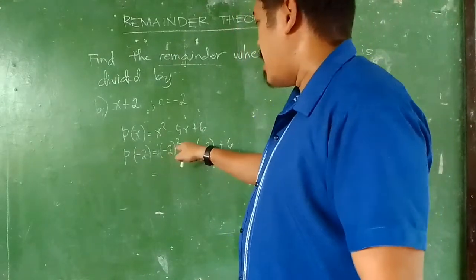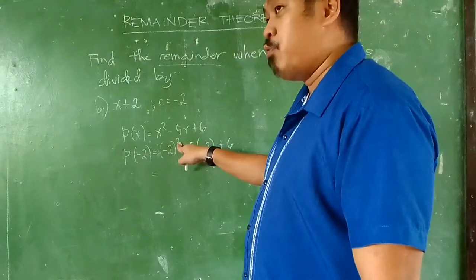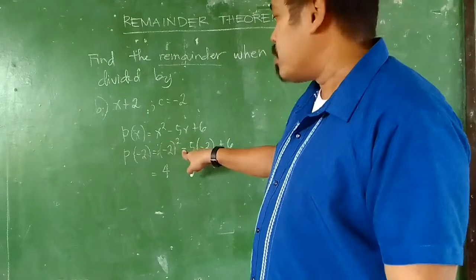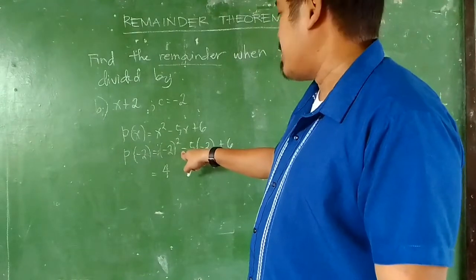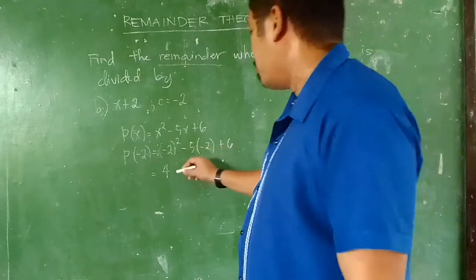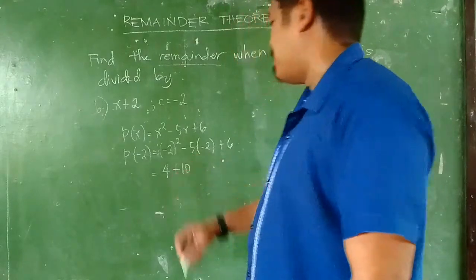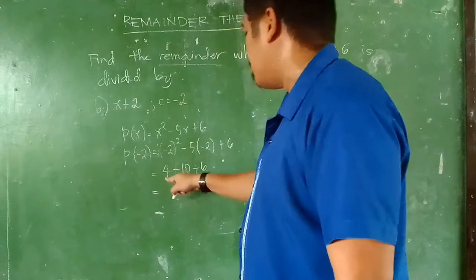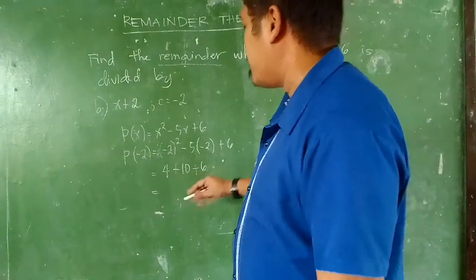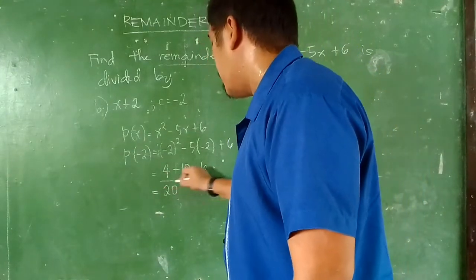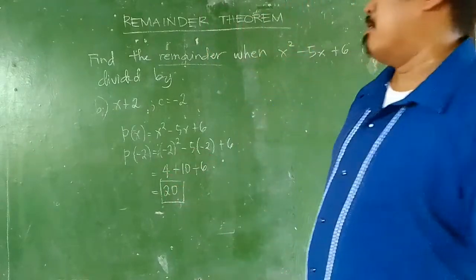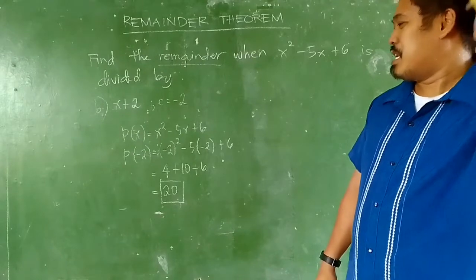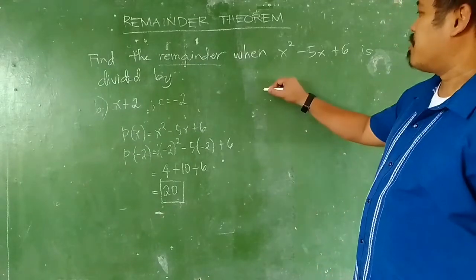Then, negative 2 quantity squared would be equal to 4, it becomes positive. Minus 5 here, let's consider this already as a negative number. So negative 5 times negative 2 would be equal to 10. So it becomes plus 10. Plus 6. So we add them all. 4 plus 10 is 14, plus 6 is 20. Therefore, that's it. The remainder would be 20. Okay, let's have another example.